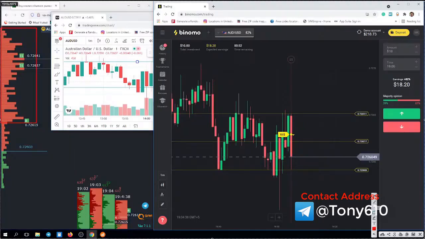This is the value area high, and this is the value area low. So I can see that the value area low has been broken out, and this is the support level. So after the breakout with the support level, then you can place a trade with the put option.